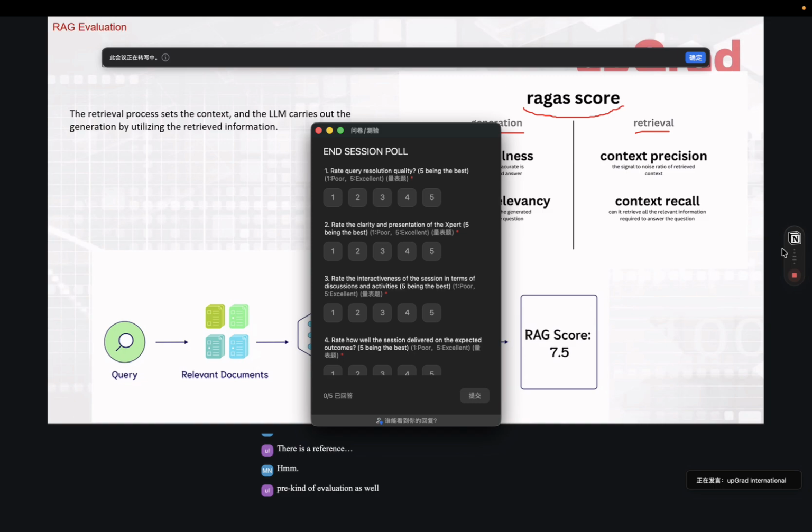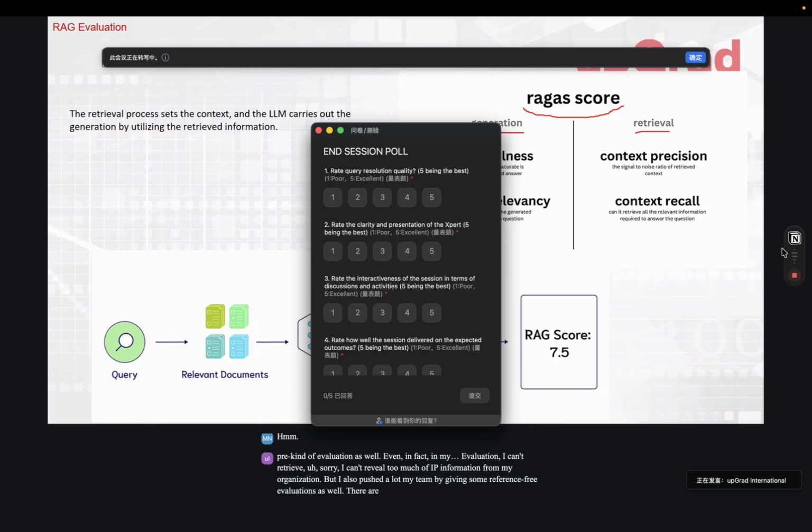Even in my evaluation, I can't reveal too much IP information from the organization, but I also pushed my team a lot to use some reference-free evaluations as well. There are some techniques which you can try. I'll try to pull that information and add the slide. But to answer your point, it is good to have this golden data set, but that's not the only option. There are some reference-free methods also to check.